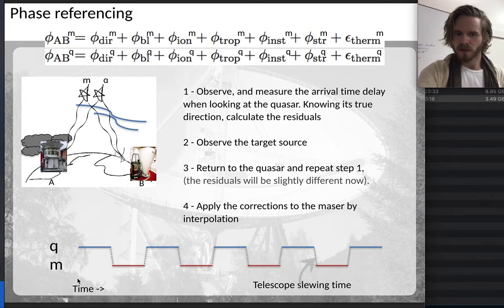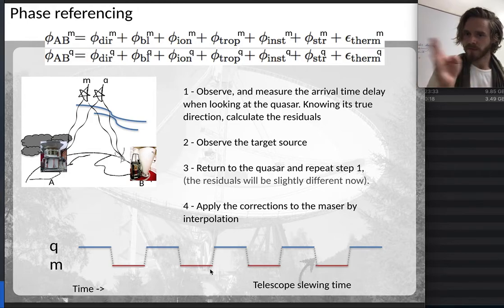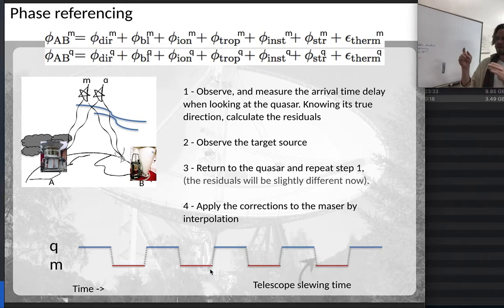So this is the time, the timeline of your observation. And so for some of the time, you look at the quasar, and then you slew the telescope, that's this gray line. You look at the maser for a bit, then you go back to the quasar, and you go back to the maser, and you do this fast switching with the telescopes. So all of the telescopes, you have a telescope here and a telescope here, and they both fast switch like that.